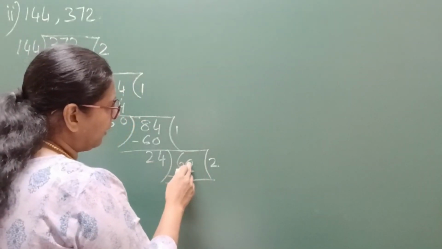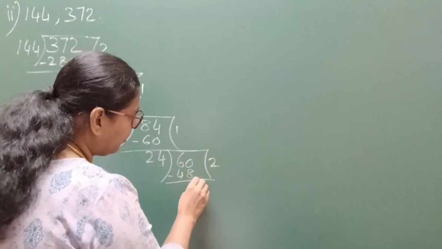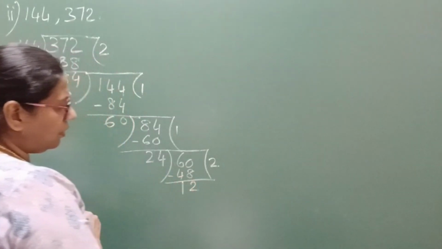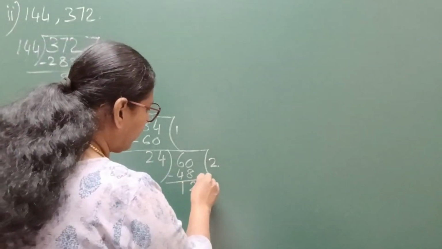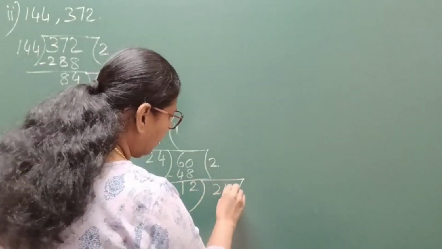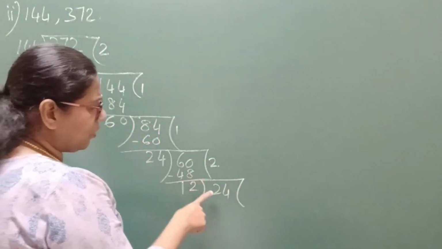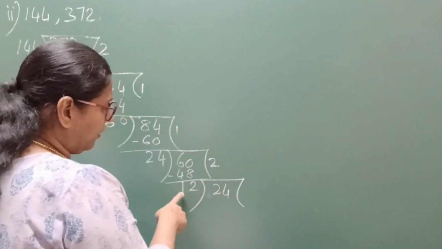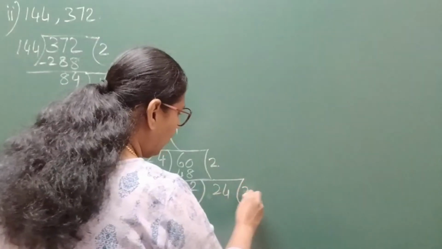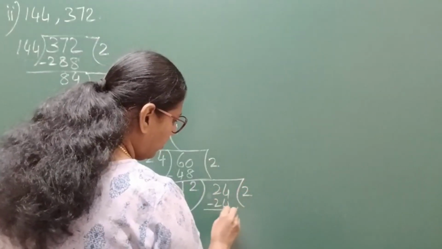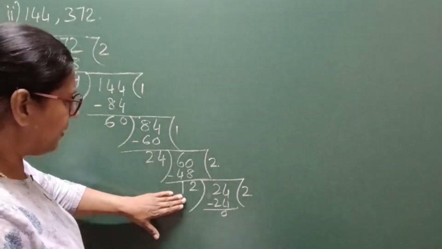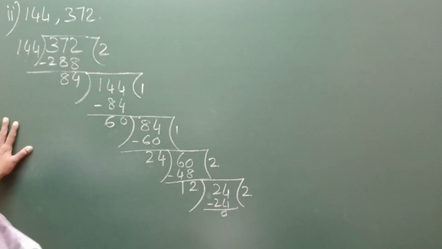Borrow from here and make it 10. 10 minus 8 is equal to 2. 5 minus 4 is equal to 1. Now we got remainder 12. 24. The previous divisor is 24, that will be our dividend, and the remainder is our divisor. 12 twos are 24. Remainder is 0. So the last divisor, that is our HCF, is 12.